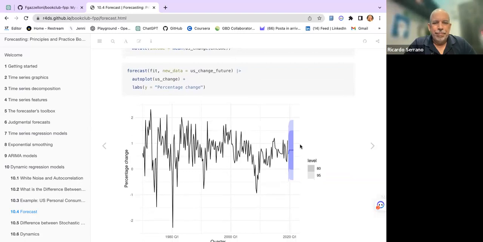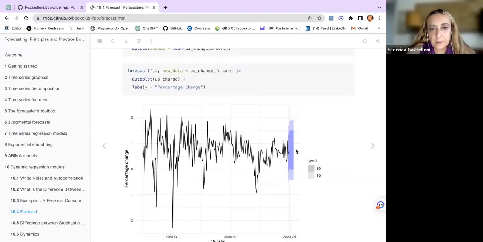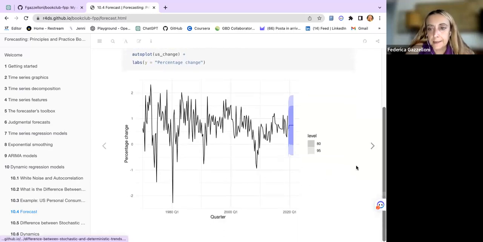Okay. So here we see that they expect about less than one, as a percentage of change. And it is within the 95% and 85% level confidence. So these two are 80% and 95% confidence interval levels.